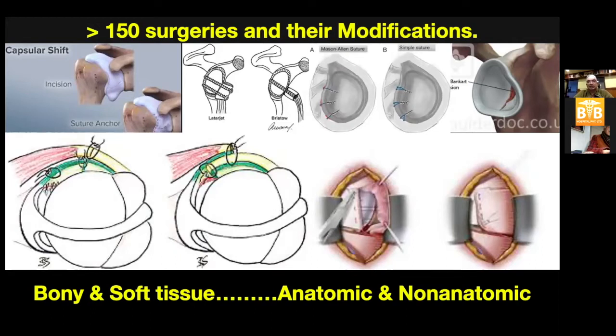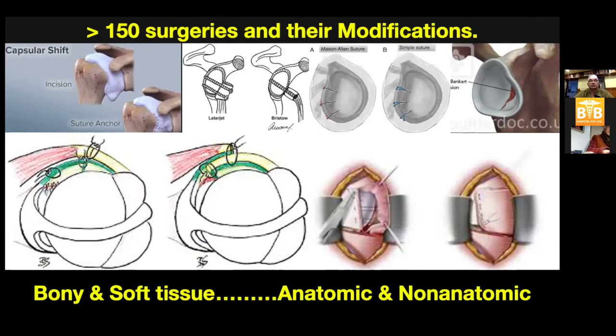So these surgeries broadly can be classified as a bony procedure or a soft tissue procedure. And then there is another classification, which is known as an anatomic procedure and a non-anatomic procedure. As you know, it is not possible to cover all those things in one lecture, but it is very important to understand that all those 500 surgeries have become history now, and are just part of the academics.